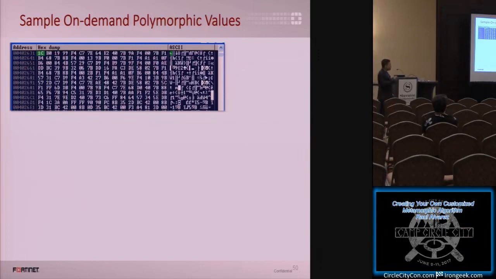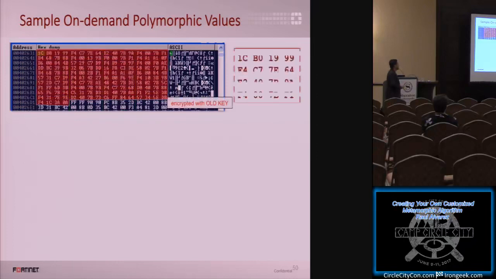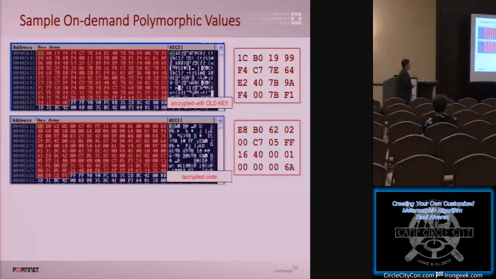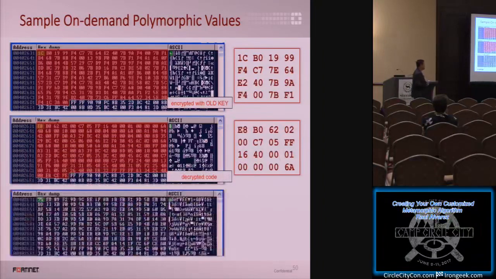And then it gets another. For example, this is the code encrypted with an old key. I just grabbed the 16 bytes. After decrypting, it will look like this. This is the decrypted code. This is now the executable portion of the malware. After executing that, it will generate the key. It is now encrypting it with the new key.